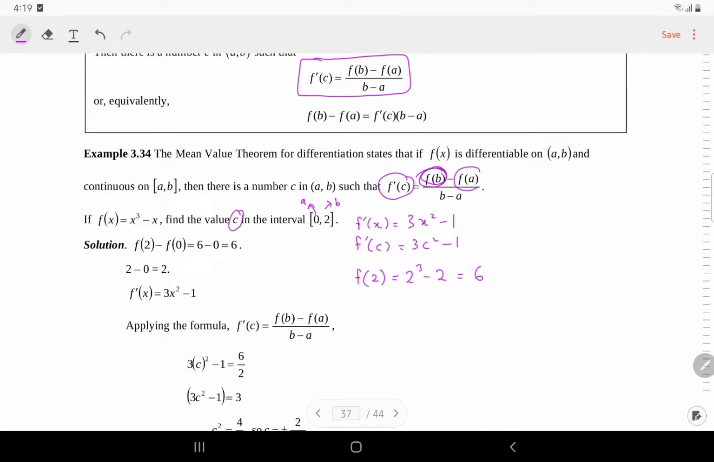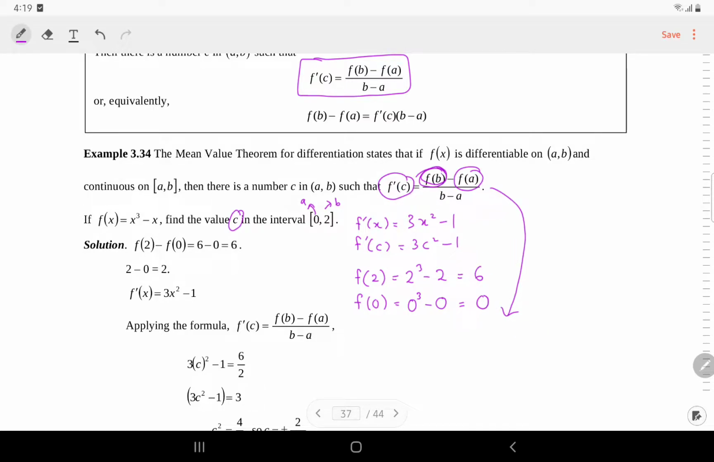And then we need to find fa. What is a? Our a is 0 in this question. So meaning that we want to find f0. Okay, f0 means we need to substitute the value of 0 into this function. So we got 0 power of 3 minus 0. So it is equals 0. And then b minus a means 2 minus 0. Okay, so kita dah dapat ni semua. Just insert into this function. Okay, this formula lah. Formula.